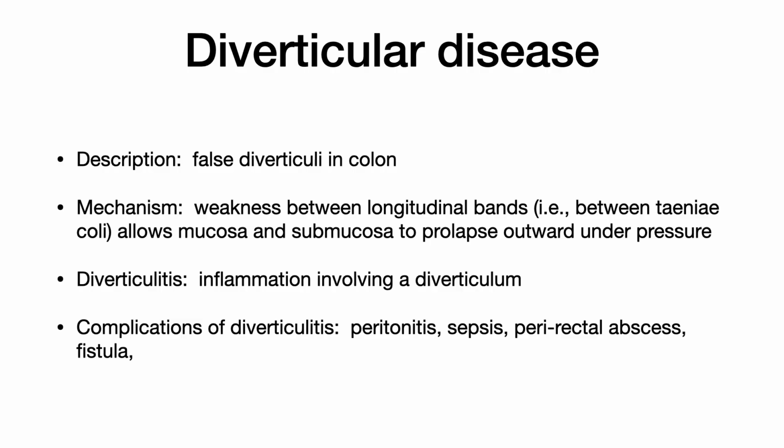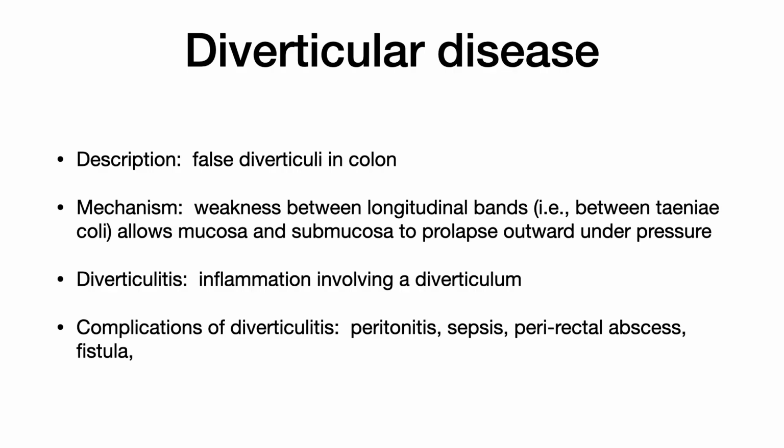Diverticular disease. So these are false diverticula. Sorry, I use diverticuli. I think it's supposed to be diverticula, diverticulum for a single. I'm sorry about that. But so basically they're false. The mucosa and submucosa prolapse through between the muscle, and so it doesn't carry muscle with it. So it's not true like a Meckel's diverticulum. So there's weakness between the longitudinal bands, and those are basically between the taenia coli, and allows the mucosa and submucosa to prolapse outward under pressure.